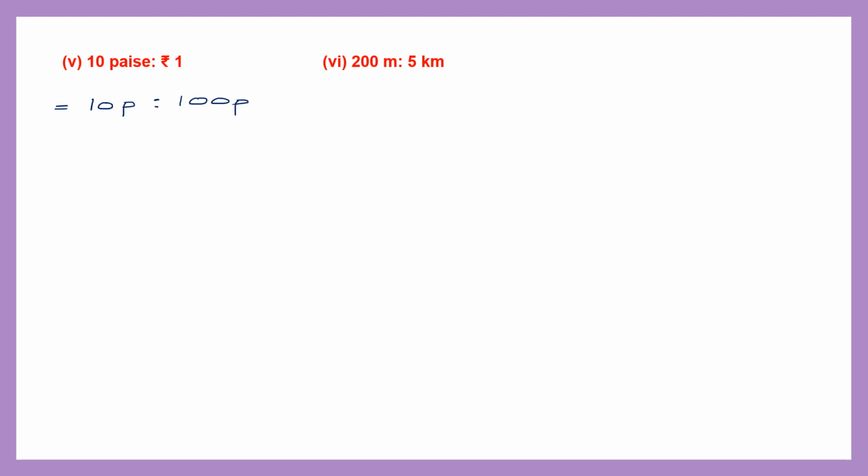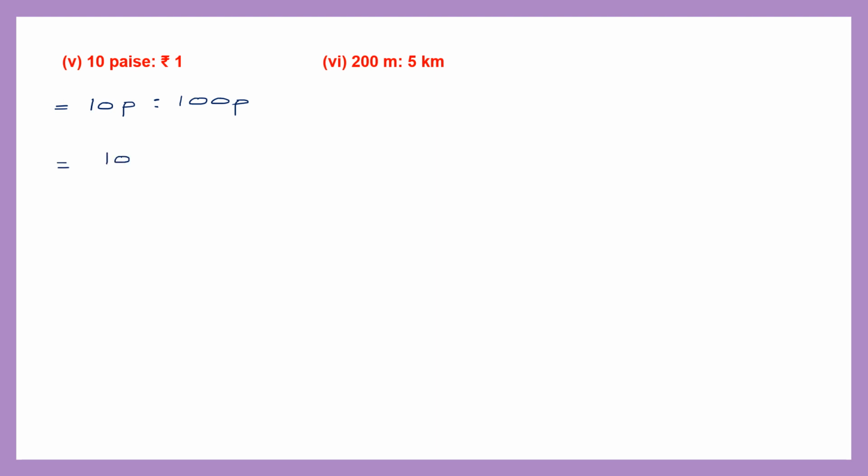Now both the units are the same. So you can see paise here and paise here. Now 1 rupee is greater than 10 paise, isn't it? It's always easier to convert the big unit to the small unit. That's why I converted 1 rupee to paise. So here we have 10 paise is to 100 paise. Now the units are the same. We can get our ratio.